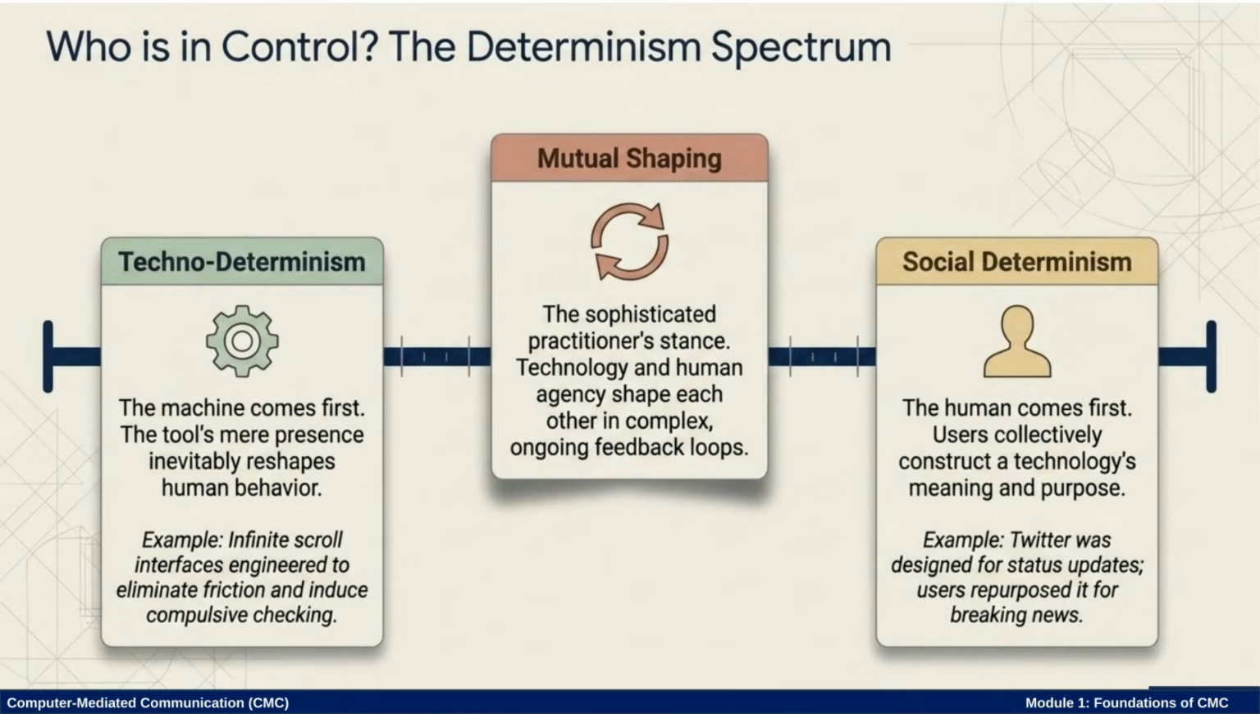Technology and human agency shape each other in complex, ongoing feedback loops. As professionals, this is usually the most accurate and the most useful way to think about technology: not machine versus human, but machine and human, shaping each other together again and again.